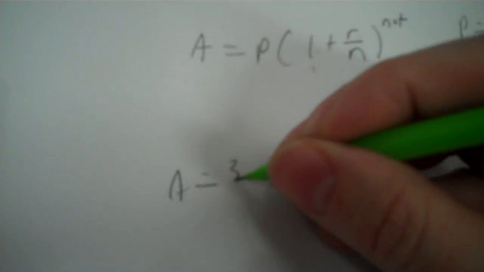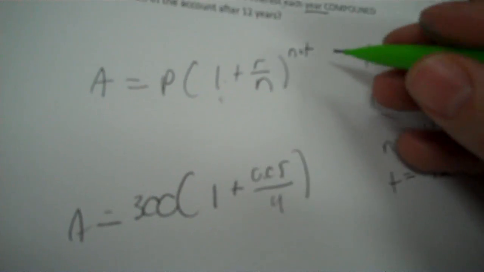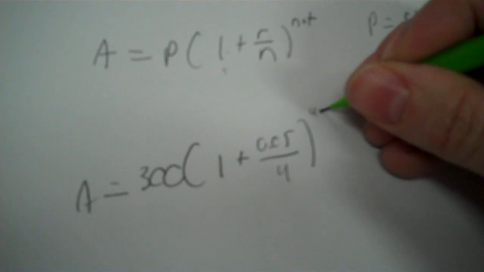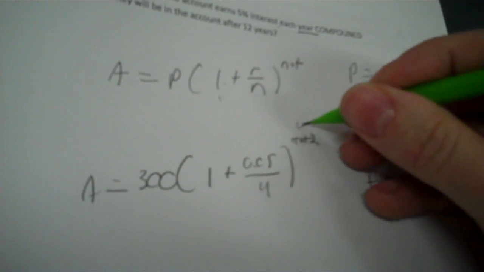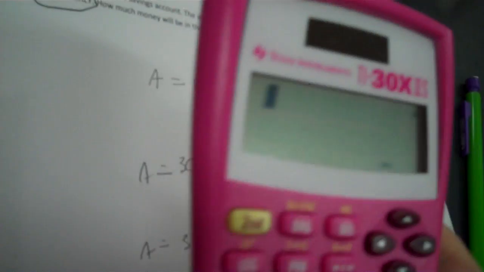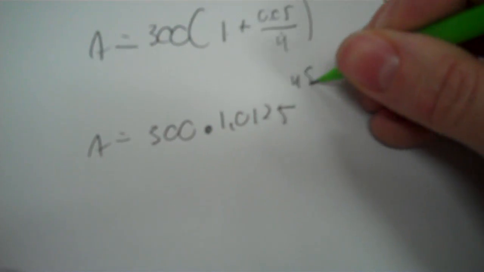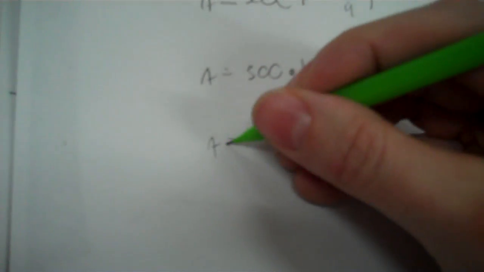Easier problem. P is 300. R 0.05. N is 4. N is 4 times 12. Okay. Well, we know that's 48. Now let's get rid of the parentheses. So you got 300 times. You are going to divide. Division comes before addition in order of operations, and I add the 1. Don't forget to add the 1. Got to do this, then this. 1.0125 to the 48th power. That's a straight shot into my calculator.